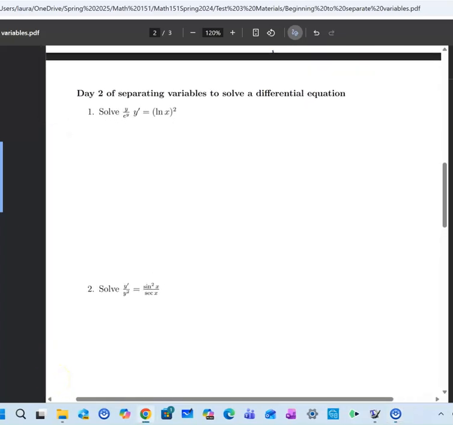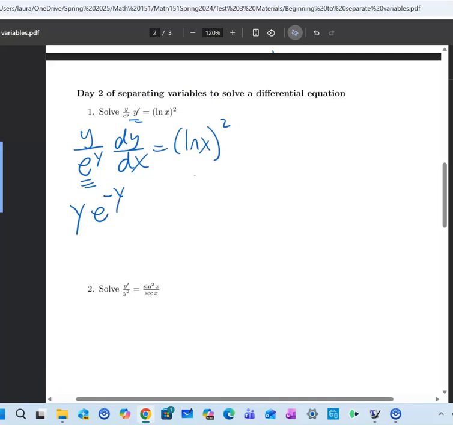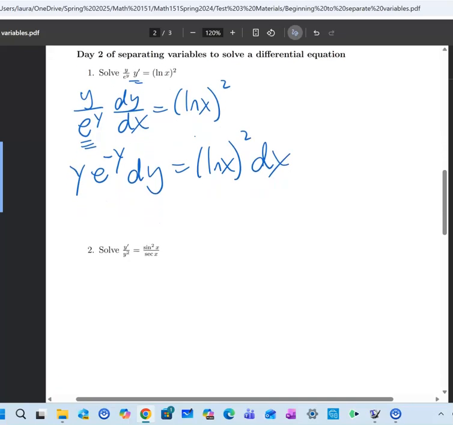Starting this one just like we did before, rewrite this as dy over dx. So dy over dx is equal to ln of x squared. I'm going to multiply through by the dx, and I'm going to be thinking about this. Isn't this the same thing as saying that? And then I have ln of x squared dx. Okay, now we're ready to integrate.